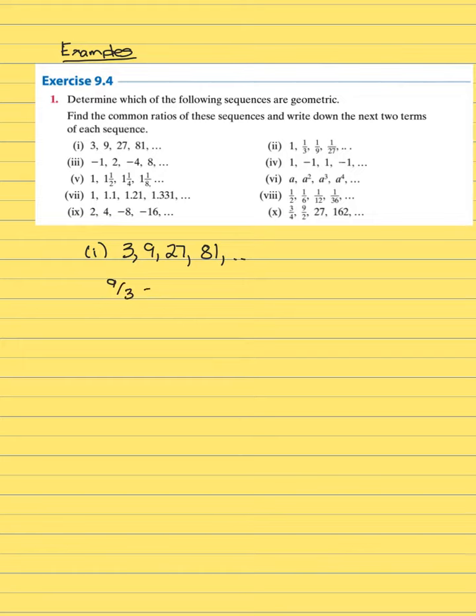9 divided by 3 is 3. 27 divided by 9 is 3. 81 divided by 27 is 3. We notice it's a common ratio, so this implies it is a geometric progression or a geometric sequence. And we can clearly see that the first term is 3, the common ratio is 3. And we're asked to write down the next 3 terms, so we can just multiply by 3 each time.